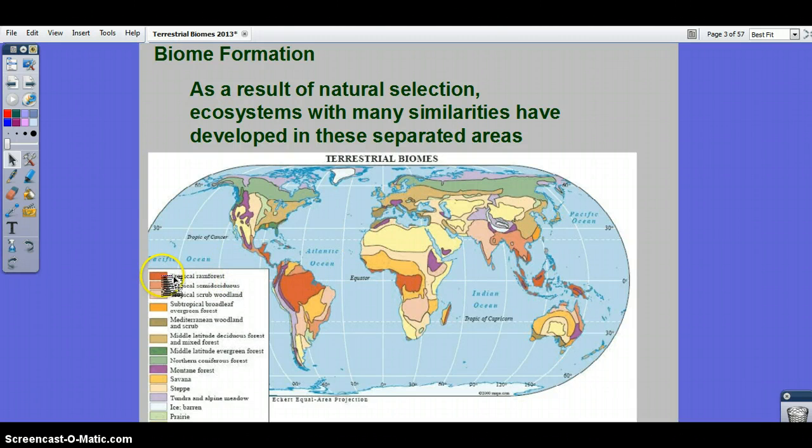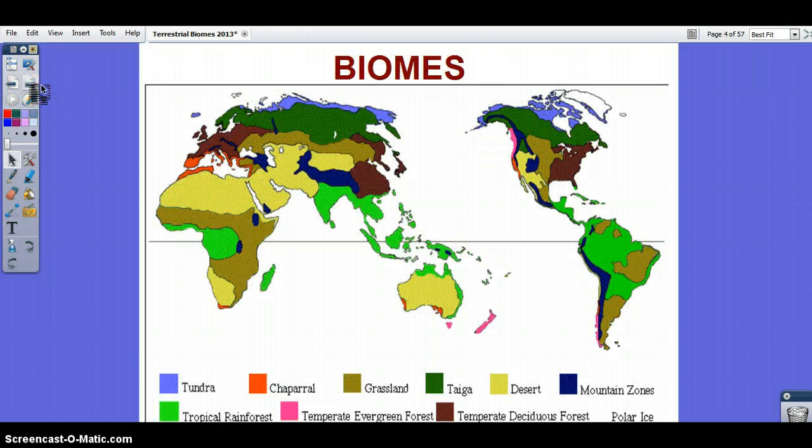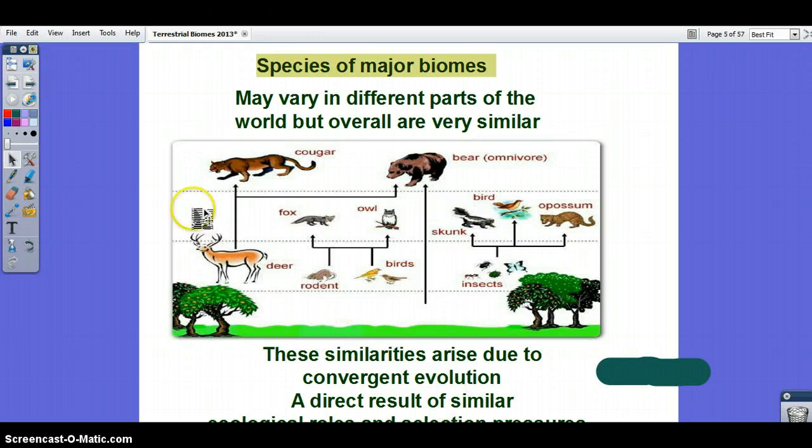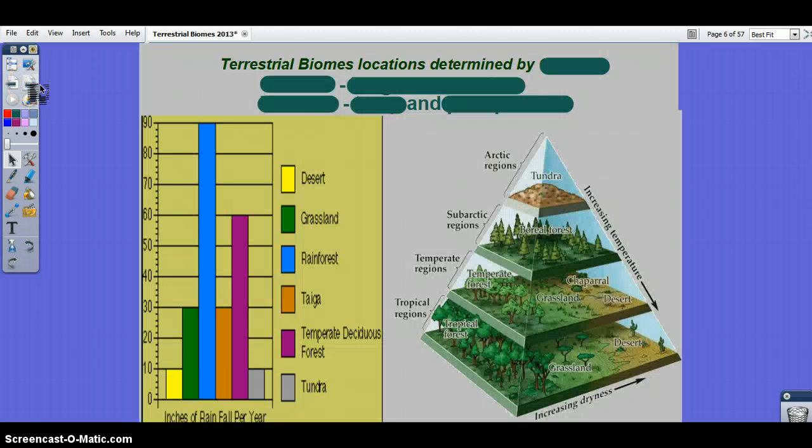If you look right here at tropical rainforest in the orange, you'll see that there are different areas in the world that have tropical rainforest, and these will have similar characteristics of soil, plants, and animals. Here's just a map of biomes and a little more explanation on the types of evolution that can result or be affected and lead to these biomes.